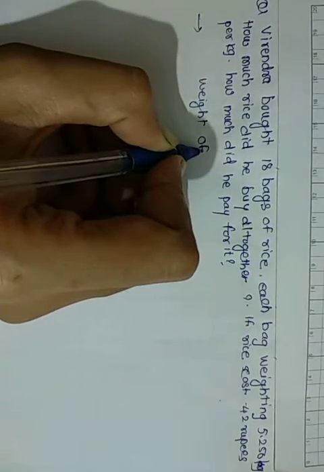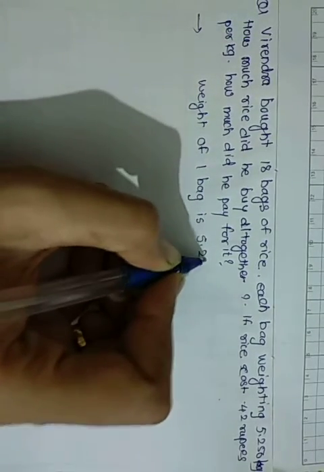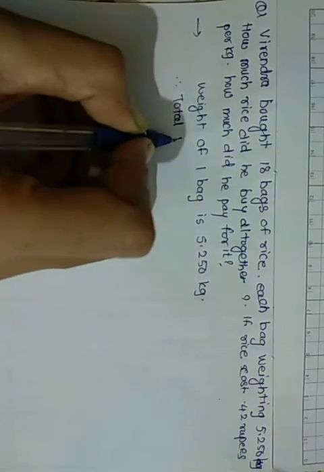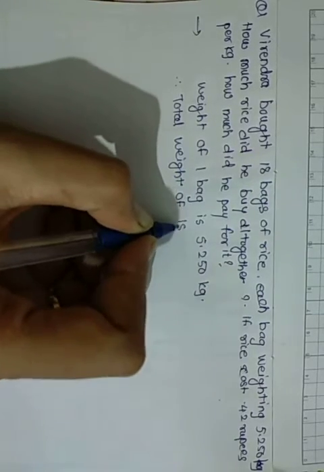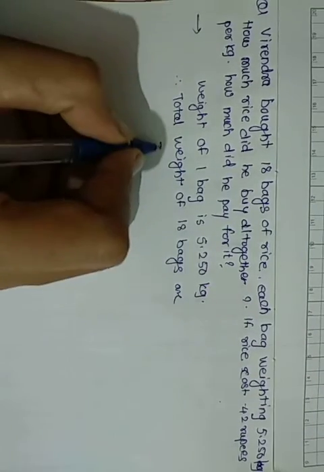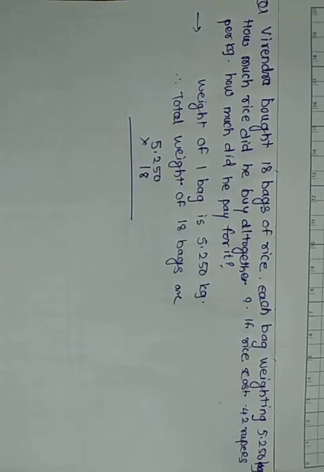So here first, weight of one bag is 5.250 kilogram. So therefore total weight of 18 bags are 5.250 multiplied by 18, because there are 18 bags, so there is a multiplication. If we want to find out the one to many, we do multiplication here.